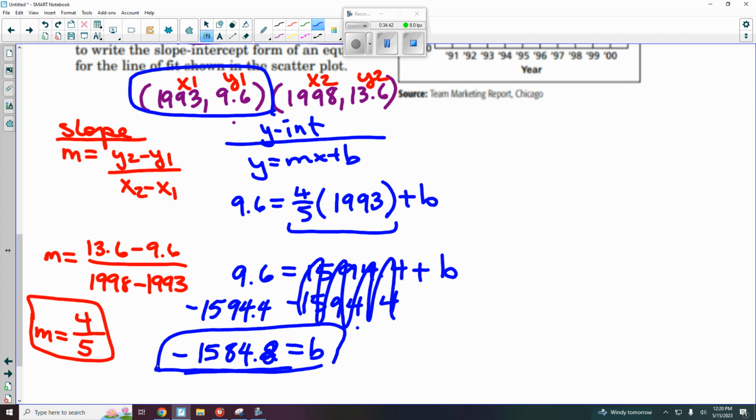Last little bit now, write our final equation. So this could be y equals m is 4/5 x. b is a negative 1,584.8. And we're good.